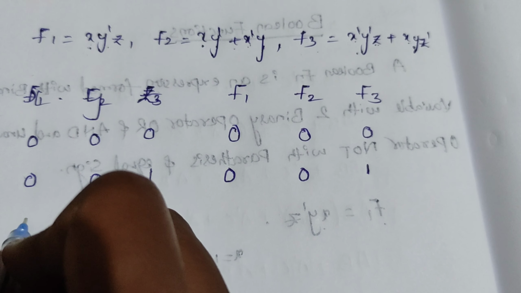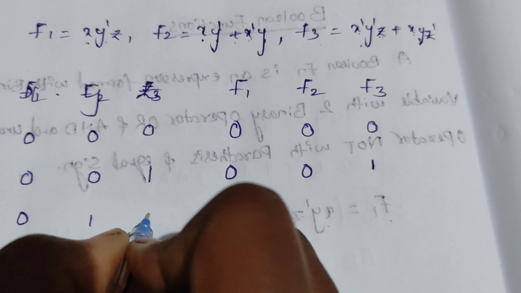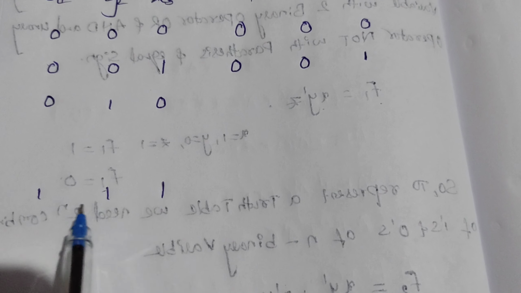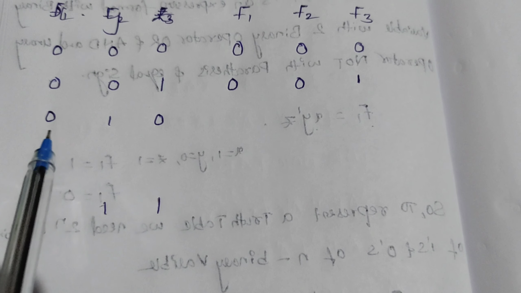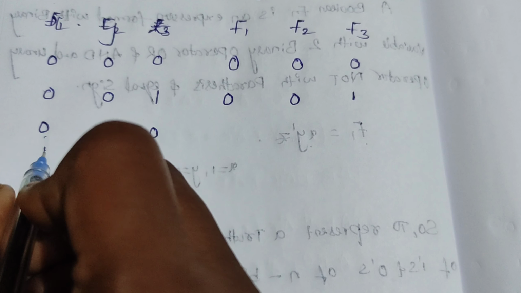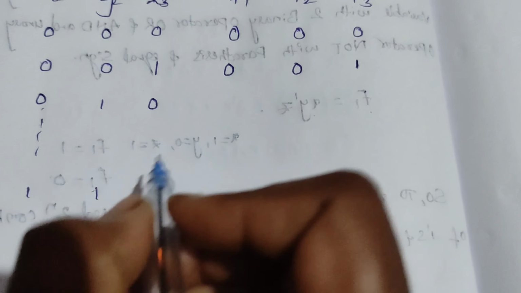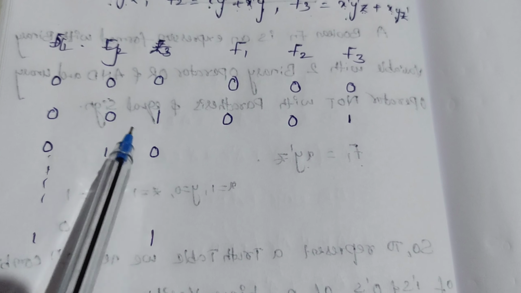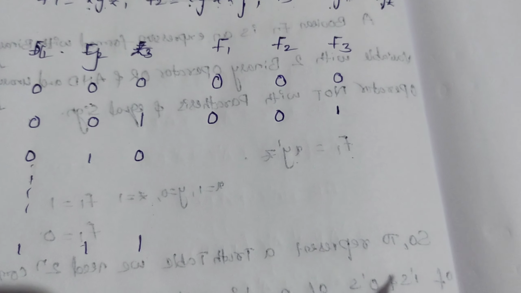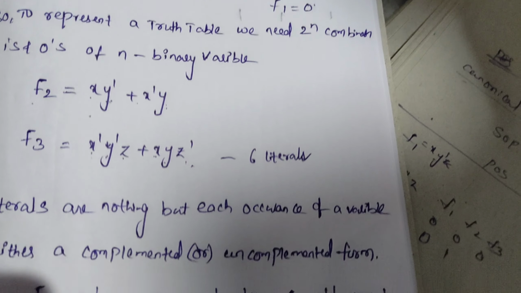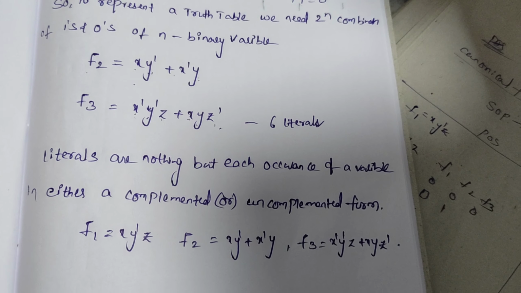For the next combination, 0 1 0, similarly we need to see till 111. This is how a truth table is verified. So we need to see all these possibilities, 0 1 0, 0 1 1, 1 0 0, up till 7. So 0 to 7 in total for 3 inputs, 8 combinations will be there. Hope you understood the Boolean function, the truth tables, and the difference between literals and variables.